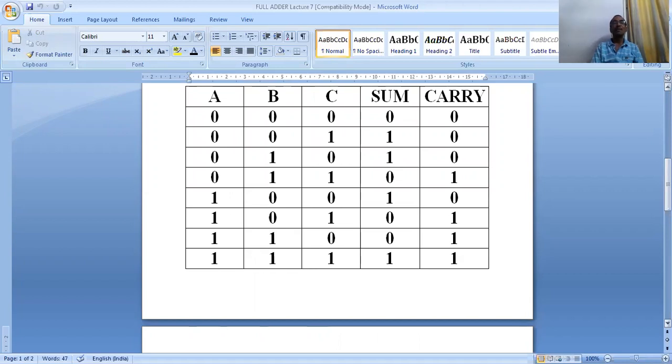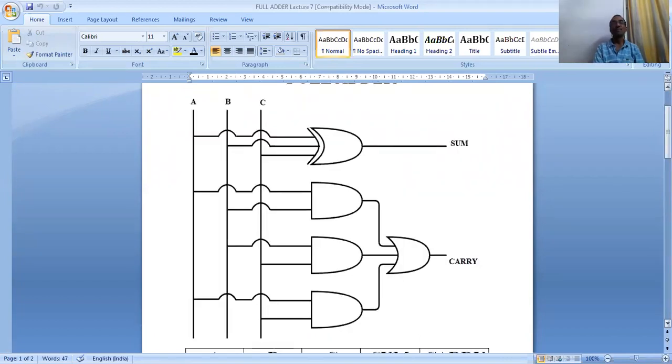Again, if A equal to 0, B equal to 0, C equal to 0, what happens? A equal to 0, B equal to 0, C equal to 0. Look, what is the output of XOR gate? 1 plus 0 plus 0, output should be 1. That is sum equal to 1.